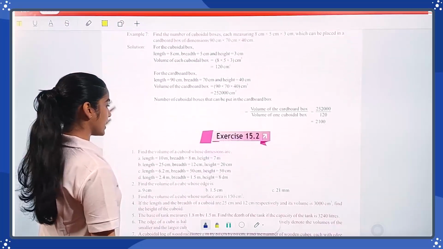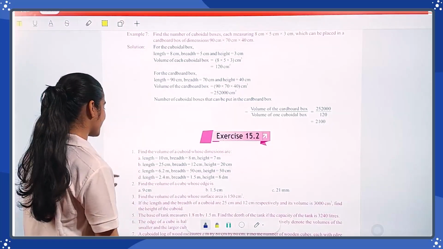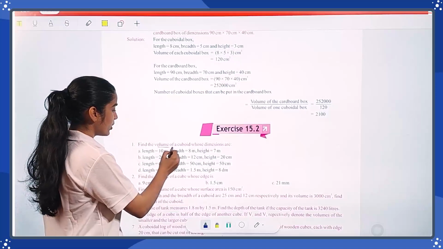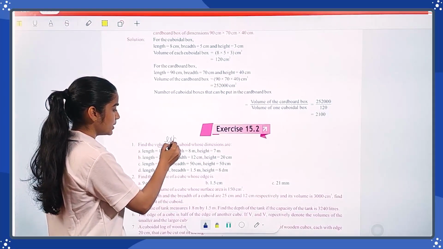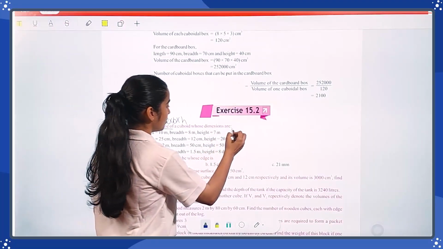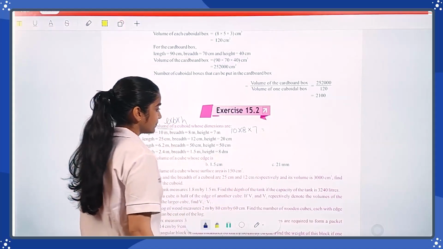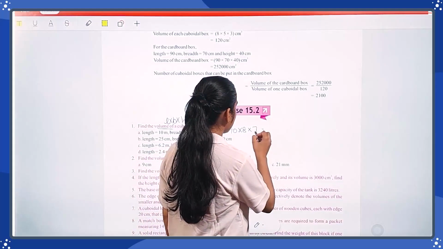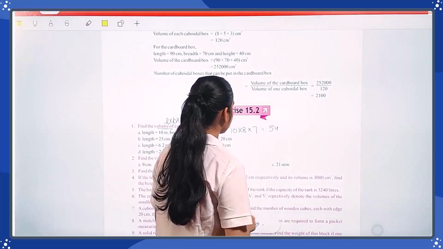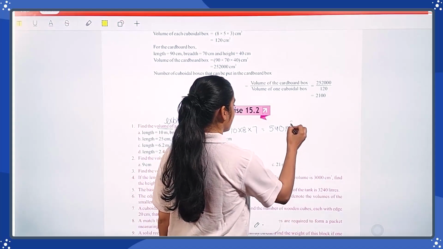Now we have our exercise 15.2. So are you excited to solve this? Yes. Find the volume of a cuboid whose dimensions are given. So volume of cuboid formula is L into B into H. And these are your values. Just put it down. 10 multiplied by 8 multiplied by 7. 7 8s are 56. Okay. And now we have to add the 0. So meter cube is your final answer.